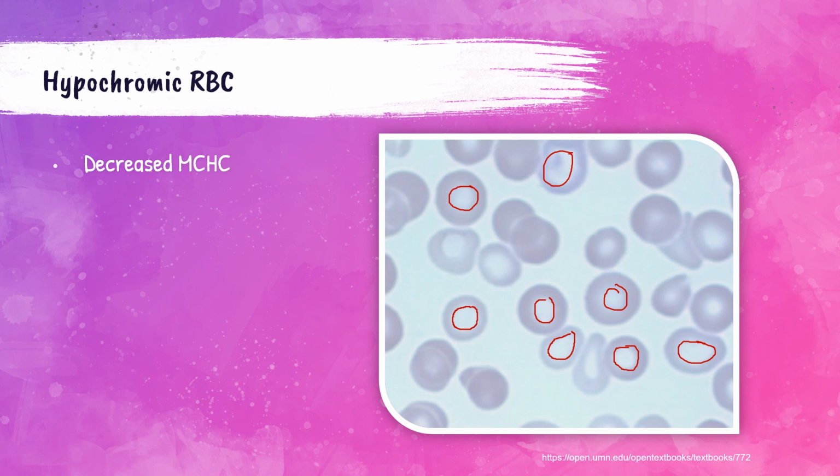And this is referred to as hypochromasia or hypochromic red blood cells, and it is associated with a decreased MCHC. So if you see a decreased MCHC in the patient's CBC, their red blood cells are going to look like this, right? So that's hypochromic.